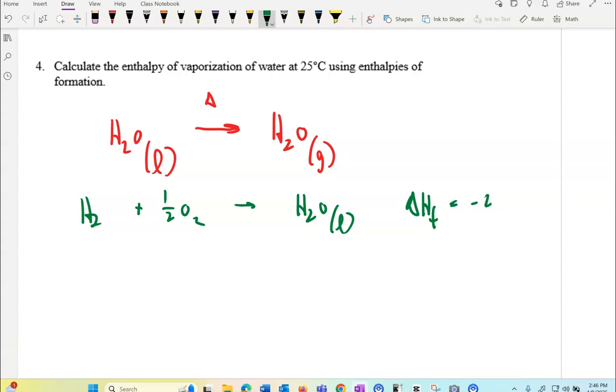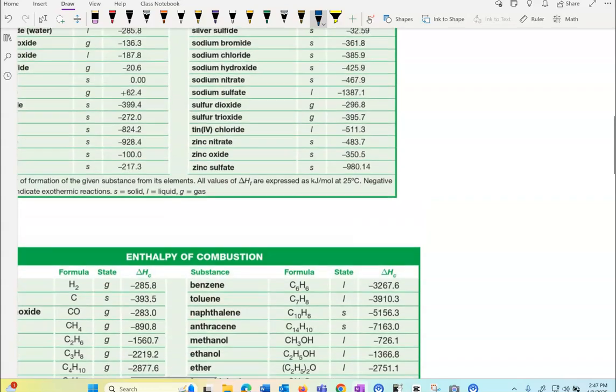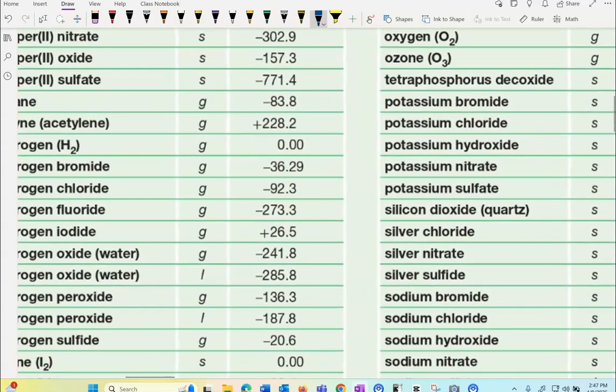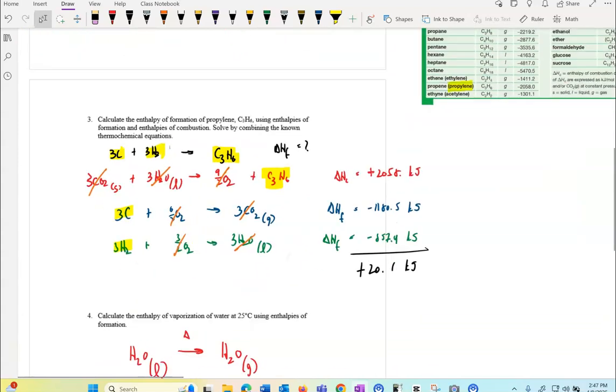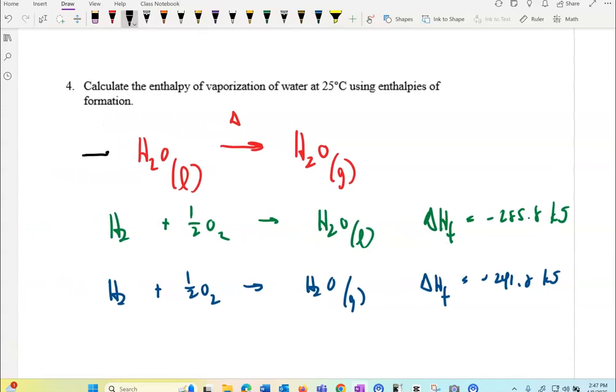And we have a formation equation for making water vapor. That would look like this. H2 plus 1/2 of an O2 yields water vapor. And this has its own heat of formation, which is going to look like this. Negative 241.8. And so what I'm going to do is treat this like our target equation, and I'm going to flip these 2 equations around to make it look like this.